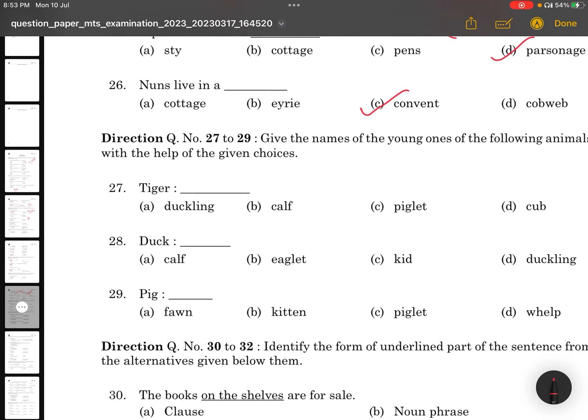Next, the last questions. Some animal names are given here, and you have to find out the young ones' names of that particular species. So a tiger is there. A tiger's baby is called what? Cub, correct? Then a duck's young one is a duckling. A pig's is called a piglet, correct? Fawn is for deer.